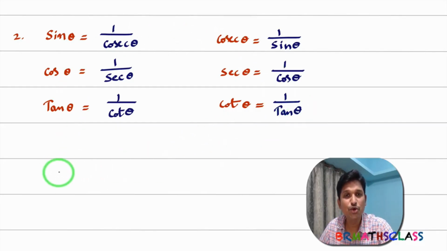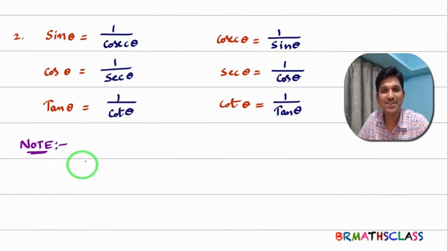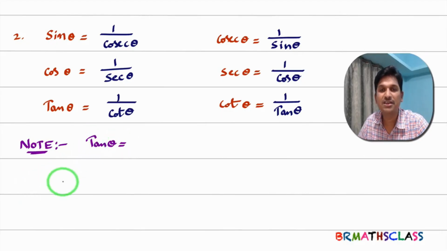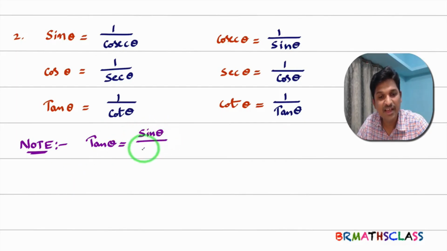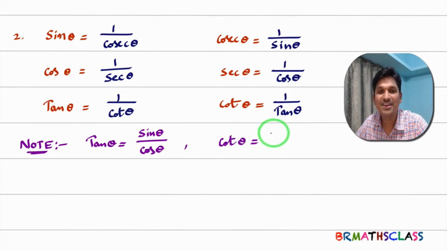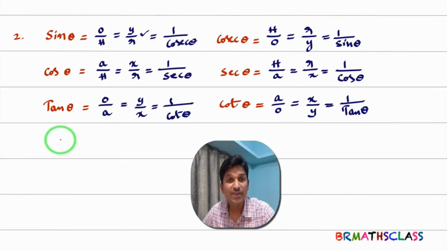Here you need to note a point. What is that note point? See here, tan theta is 1 by cot theta. Tan theta can also be written as sin theta divided by cos theta. Okay. And similarly, what is cot theta? Cot theta can be written as cos theta divided by sin theta. Okay. So we have learned 2 sets of formulas in trigonometry till now. Now we will see the third set.